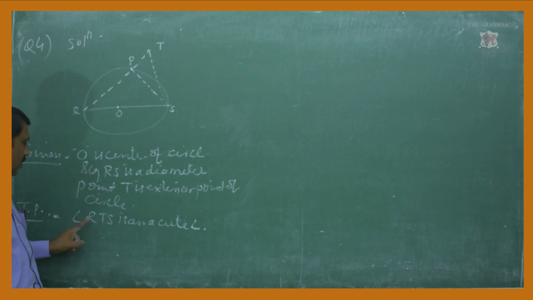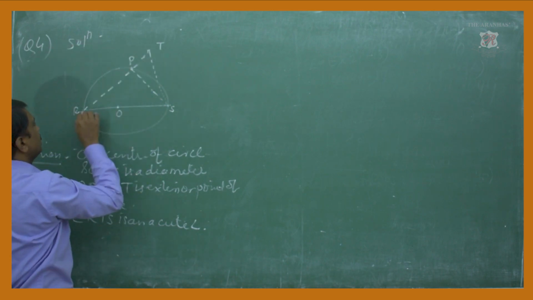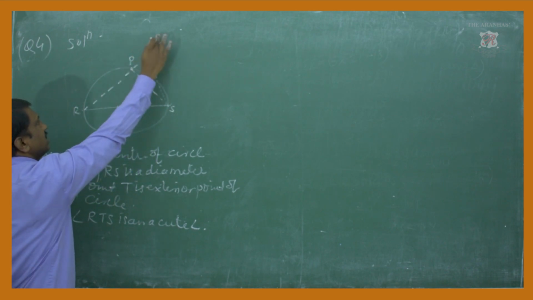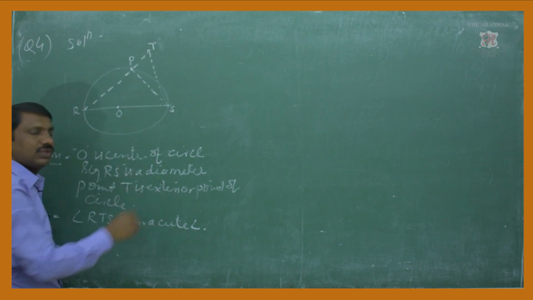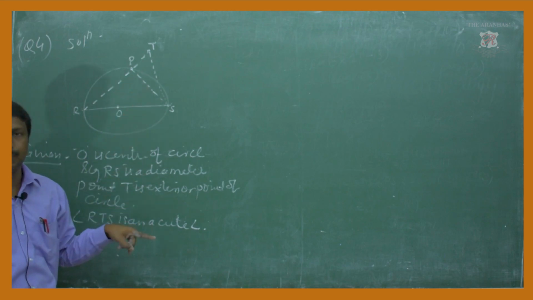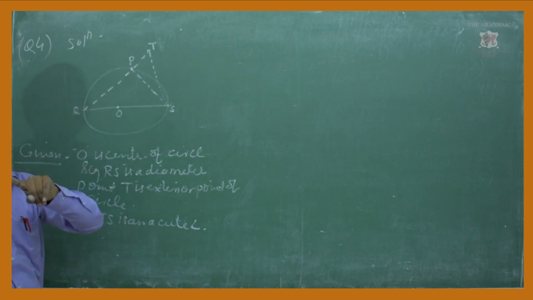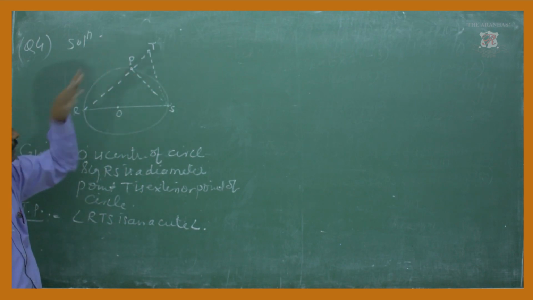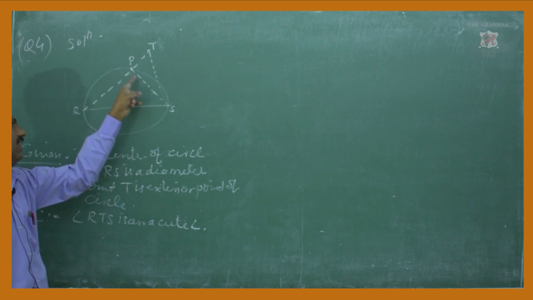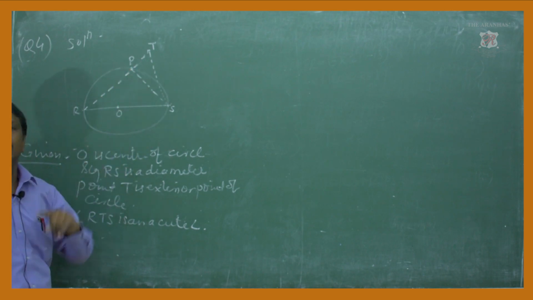To prove, they said show angle RTS is an acute angle. So RTS means this is the RTS angle. If you want to show this is acute, obviously we have to join. So we joined RT and TS, and one more construction is done. We took the point P on the circumference, and then that point also joined to the point S.